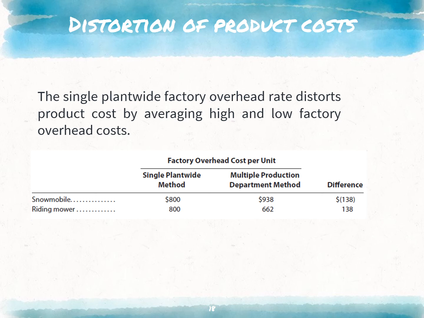The preceding cost distortions are caused by averaging the differences between the high factory overhead cost in the fabrication department and the low factory overhead cost in the assembly department. Using the single plant-wide rate, it is assumed that all factory overhead is directly related to a single allocation base for the entire plant. This assumption is not realistic for Ruiz. Thus, using a single plant-wide rate distorted the product cost of snowmobiles and riding mowers.